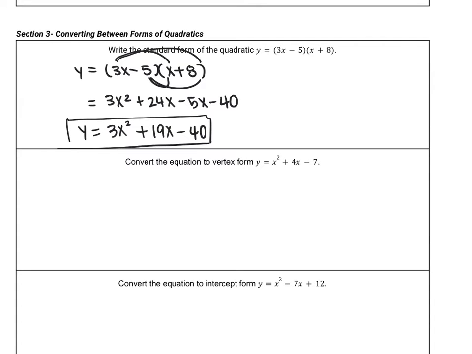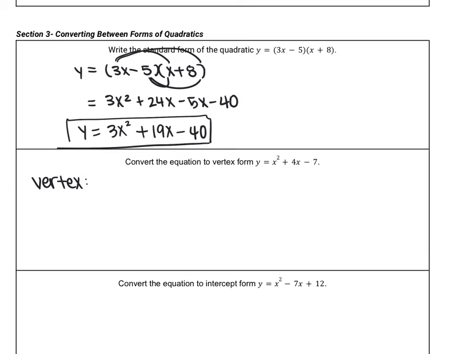If you don't have an x squared term, it is not a quadratic. So remember that. Okay. Next, we want to convert the equation in standard form to vertex form. So y equals x squared plus 4x minus 7. So the first step is to actually figure out where the vertex is. And we can do that using Desmos.